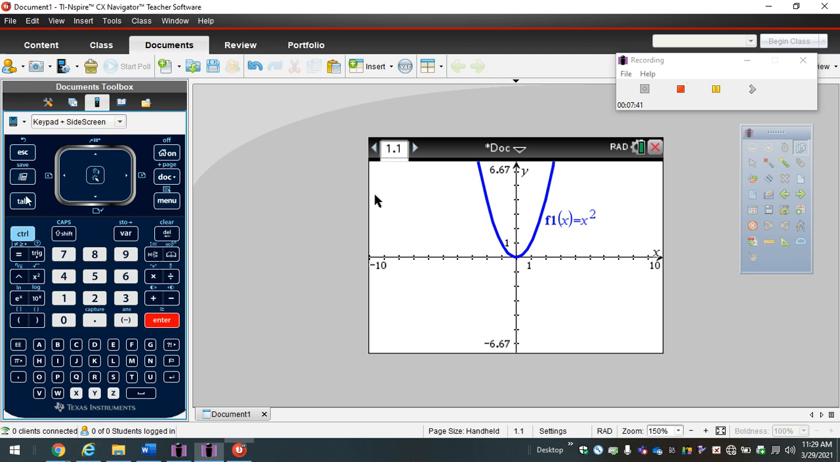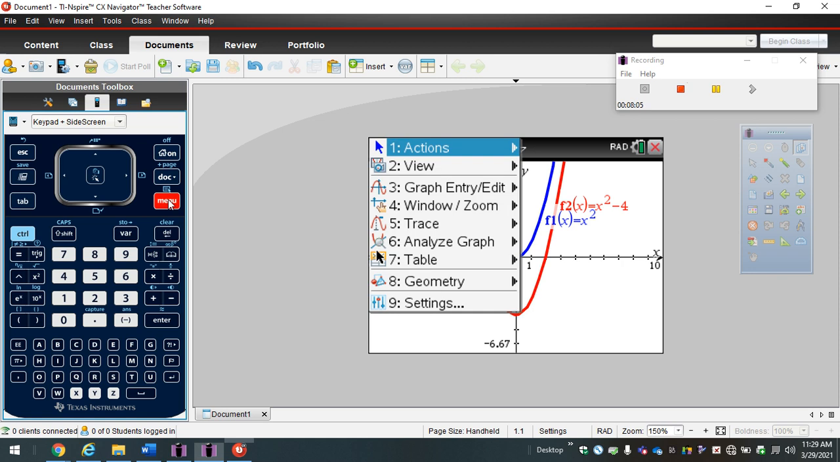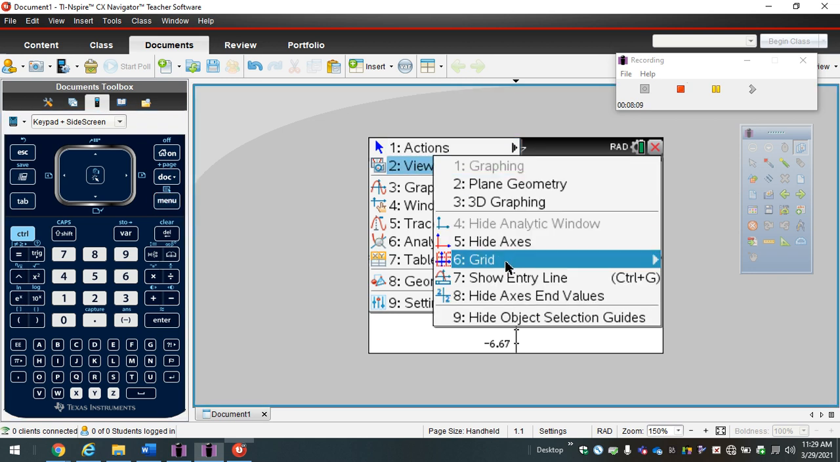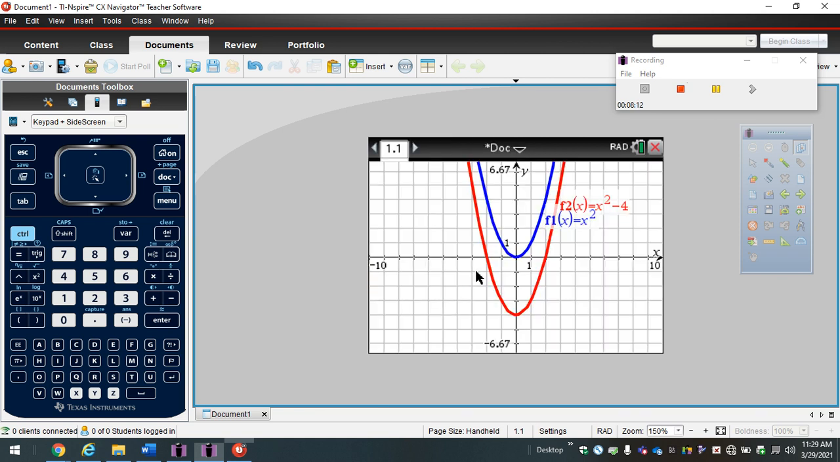Now, to graph another one, I come over here, press tab, and I'm ready to graph the other one. So then I would just type in x squared minus 4. Now you can see it's in a different color, and you can see the difference, how far up or down it is. If you want to be more conscious of where the lines are, always go to menu. Everything that you need is in menu. Go to view, and you can turn on the grid, lined or dot. I'll just turn on lined, and now you can see that they're 4 units apart.